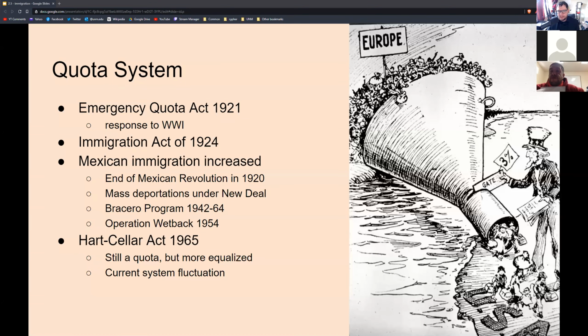So this led to what is called the quota system. In response to World War I, there was an emergency quota put on immigration, and this was under what's called the Enemy Aliens Act, which basically said that if you're coming from Germany, we're at war with Germany, you don't get to immigrate. And that was re-upped with the Emergency Quota Act of 1921.